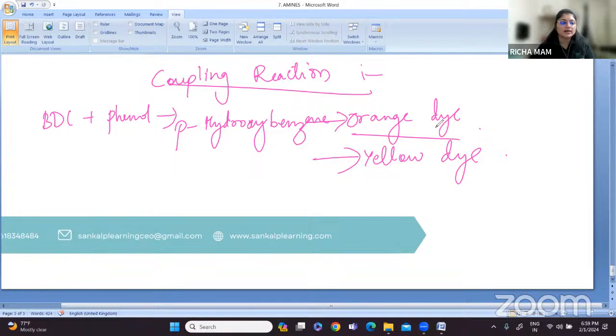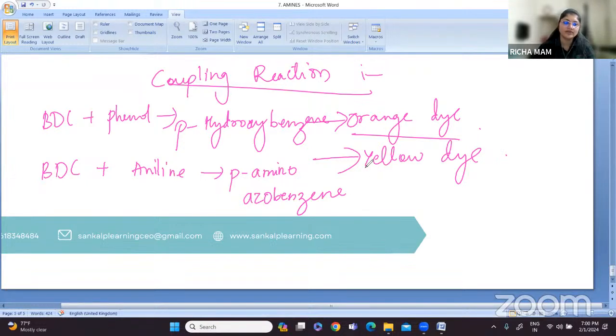Then the second coupling reaction is when benzene diazonium chloride reacts with aniline. It forms para-aminoazobenzene, which is a yellow dye. Is it clear? So this was another important reaction, the coupling reaction. These are the important name reactions from this chapter.